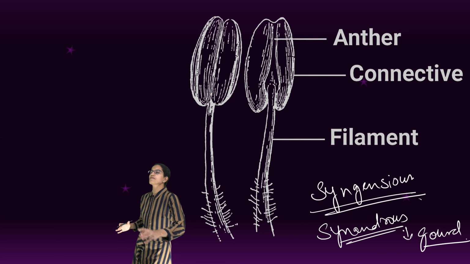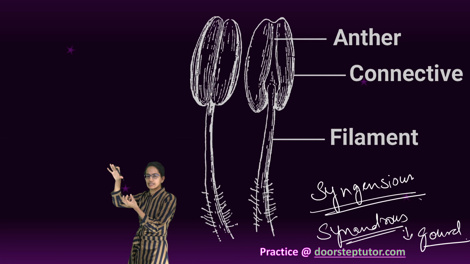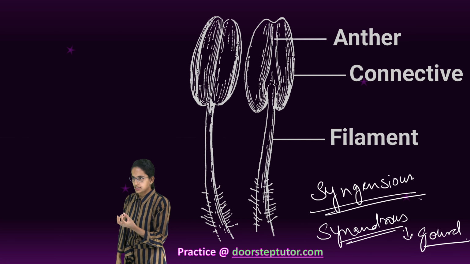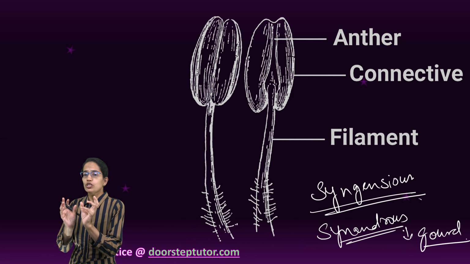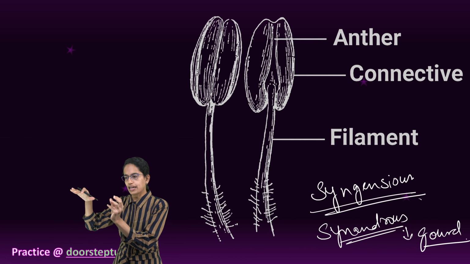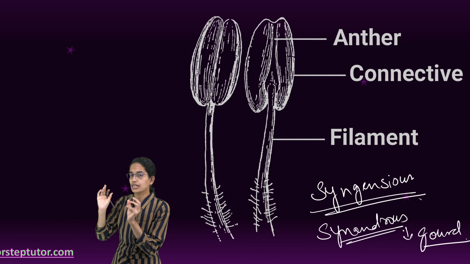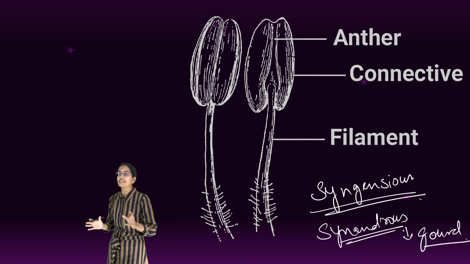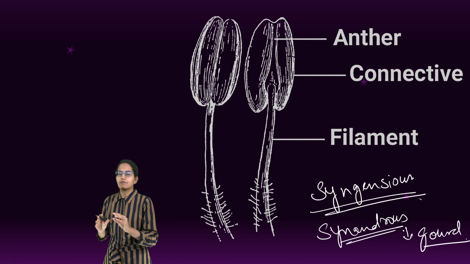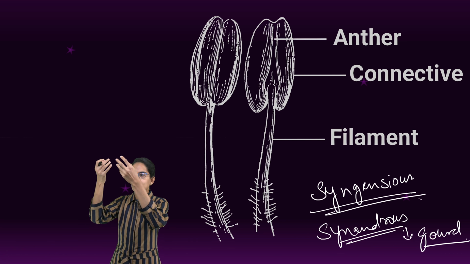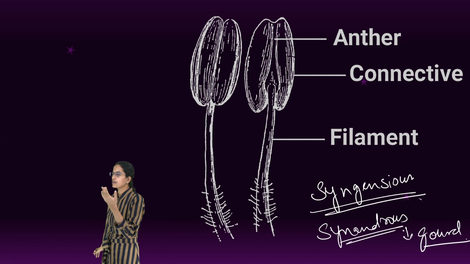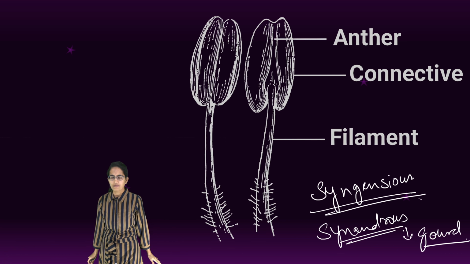Monoadelphous means there is a single filament, and the anthers are free. China rose is an example. Diadelphous means two filaments, and the anthers are again free. Pea and sesbania are good examples. The next is polyadelphous, which means the filaments are many and the anthers are many. Silk cotton and castor are good examples for the same.